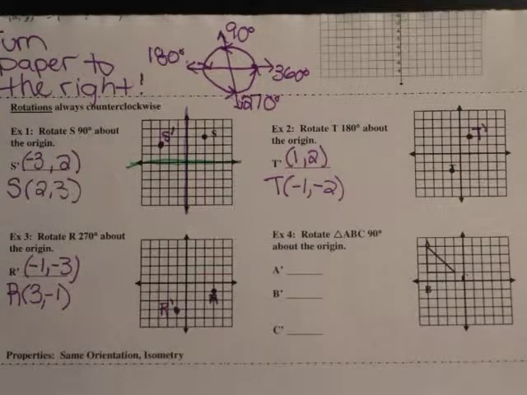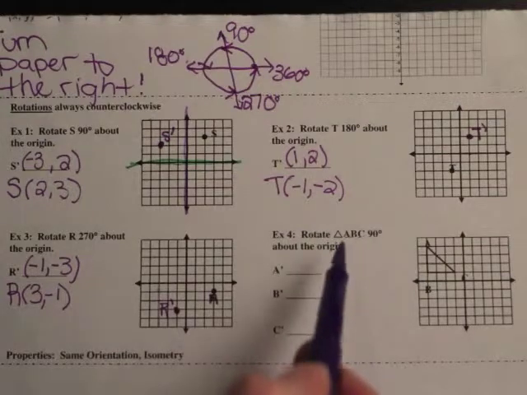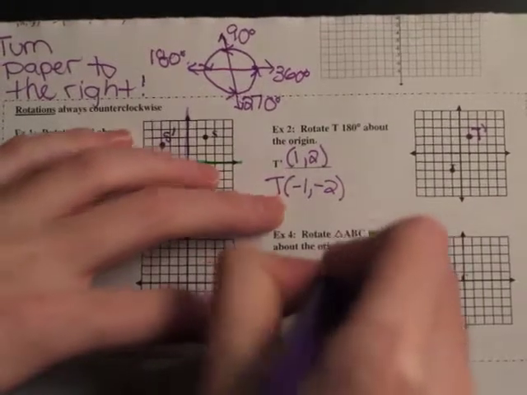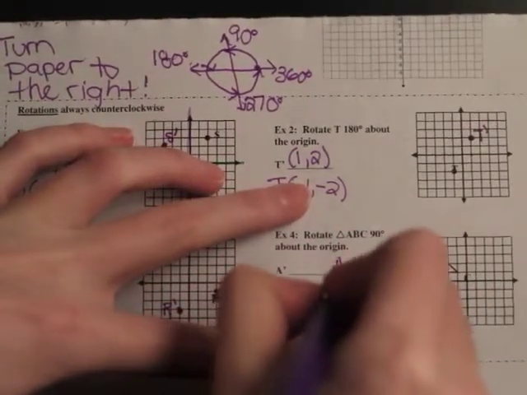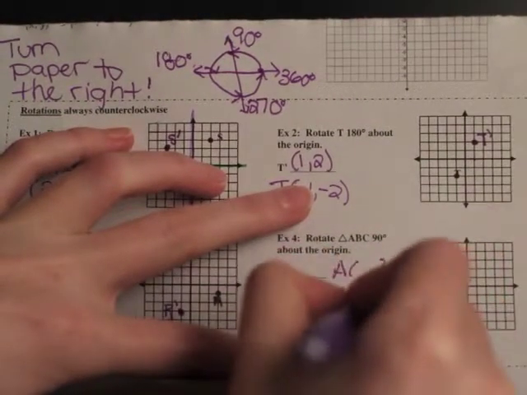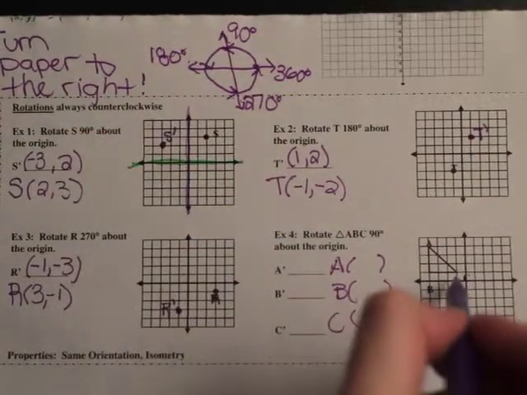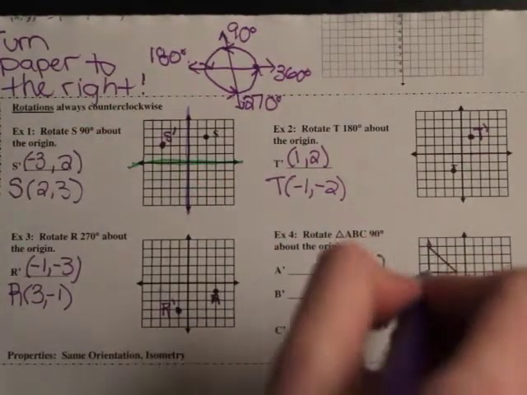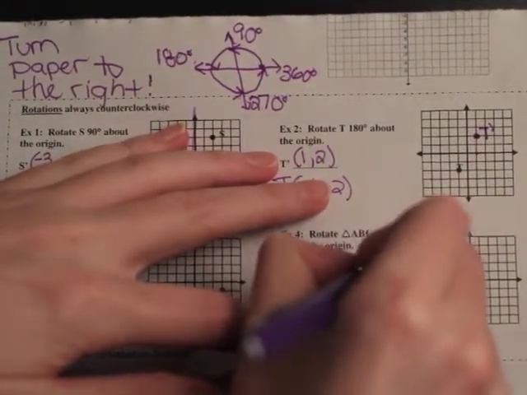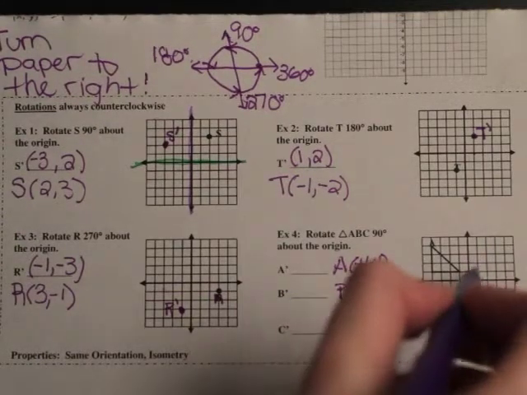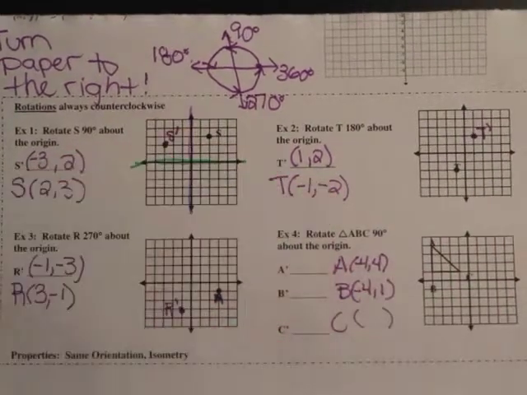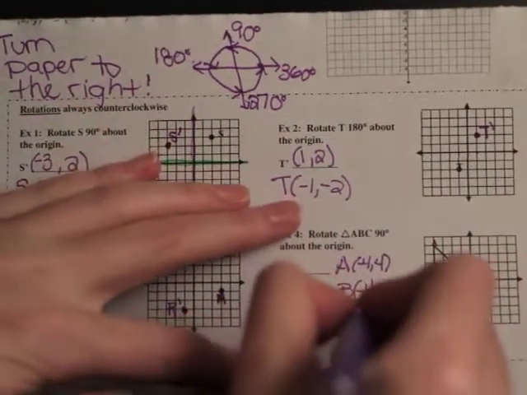Okay, so now if we go and we try to rotate this whole triangle 90 degrees, we're going to do the same exact steps. We're going to find our original point A, our original point B, and our original point C. So let's find those real quick. A is at negative 4, positive 4. B is at negative 4, 1. And C is at negative 1, 1.